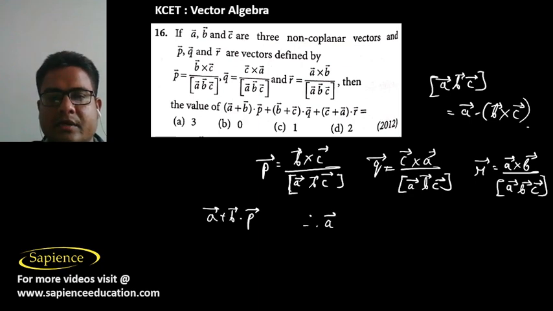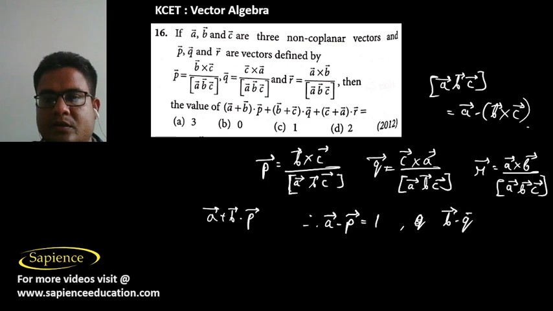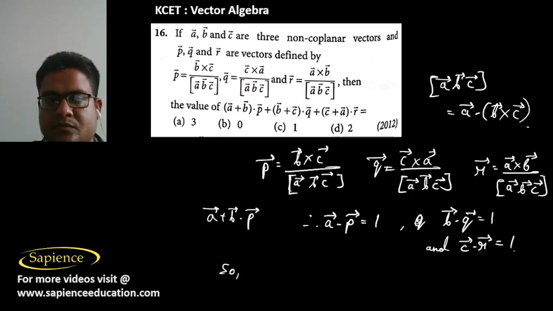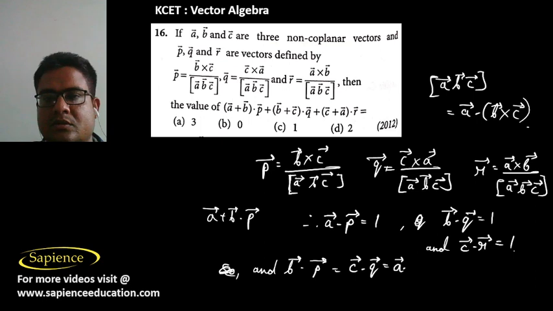Therefore, I can say that A dot P vector is equal to 1. Similarly, B dot Q vector is also equal to 1, and C dot R vector is also equal to 1. And B dot P vector is equal to C dot Q, which is also equal to A dot R, that is equal to 0.